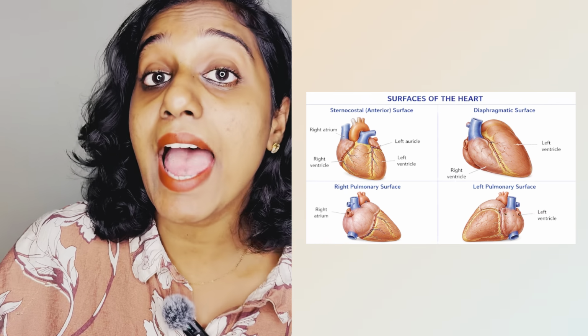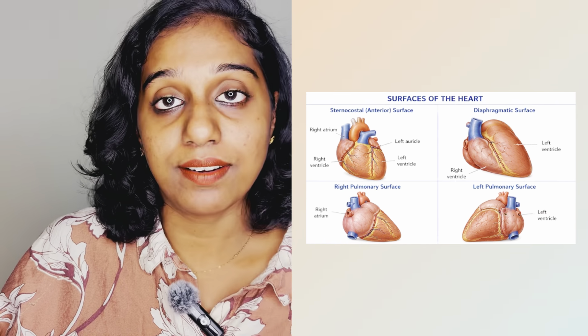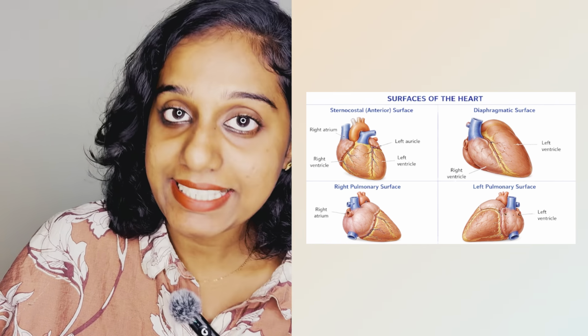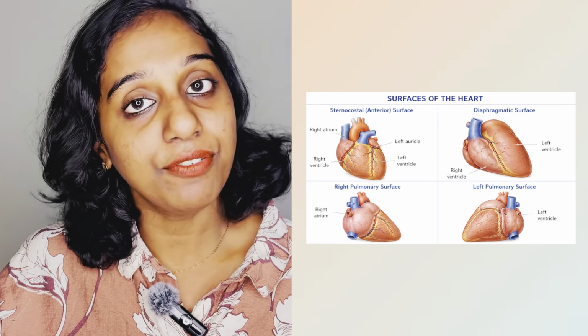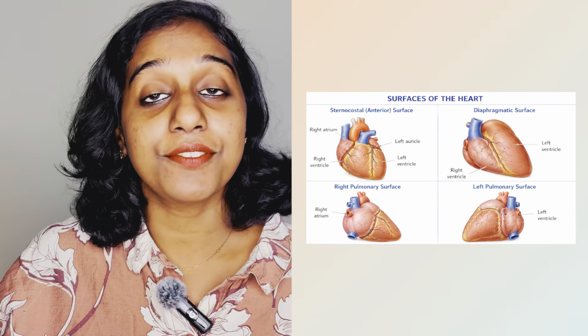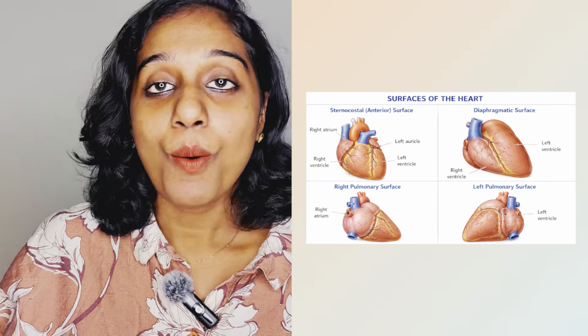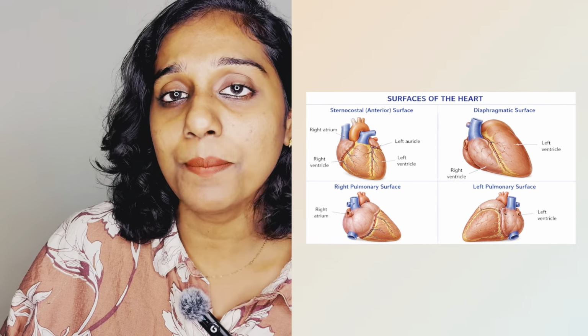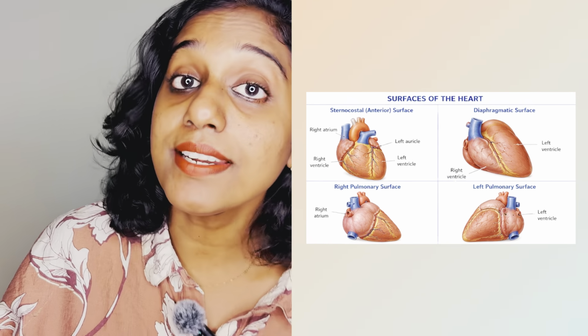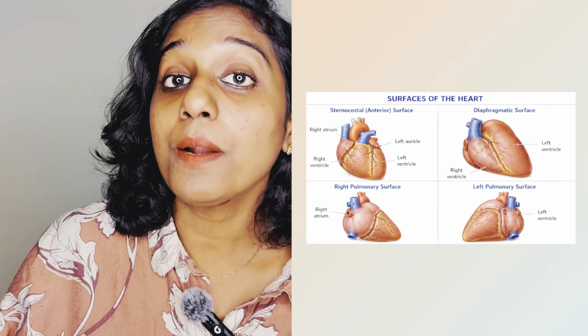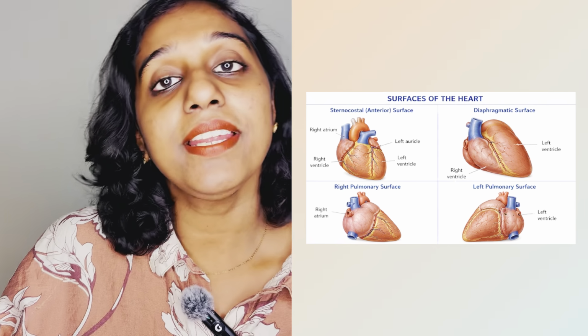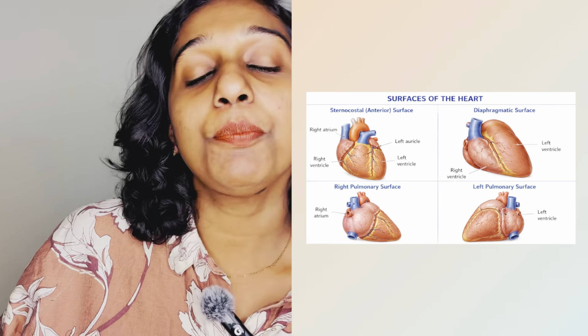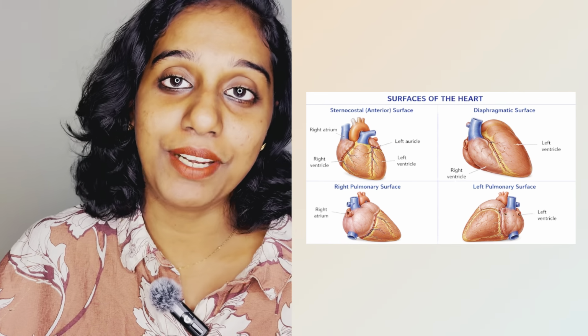Sternocostal surface, which is the anterior surface, formed mainly by right ventricle, also includes right atrium, left ventricle and left auricle. Diaphragmatic surface, which is the inferior surface, mostly by left ventricle, partly by right ventricle. Rests on the diaphragm. Right pulmonary surface, formed by right atrium. Left pulmonary surface, formed by left ventricle.